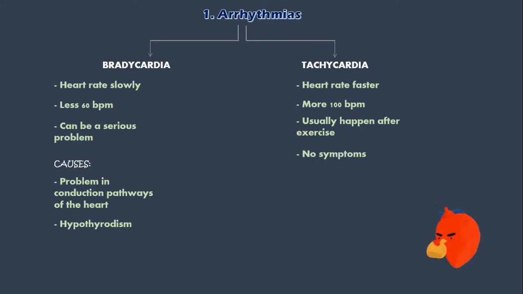The second type is tachycardia. Tachycardia is known as a faster heart rate. It is more than 100 beats per minute. It usually happens after exercise, when someone is in pain or under stress. Sometimes tachycardia has no symptoms.